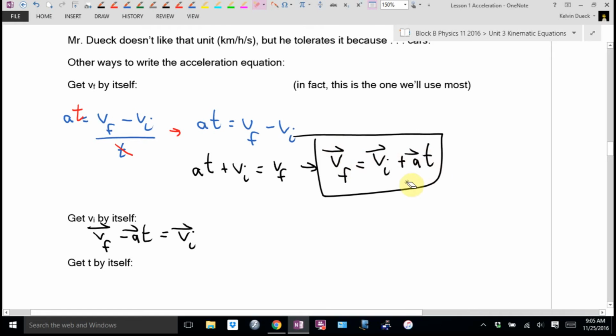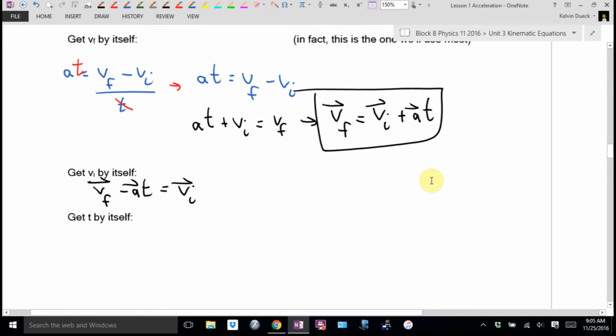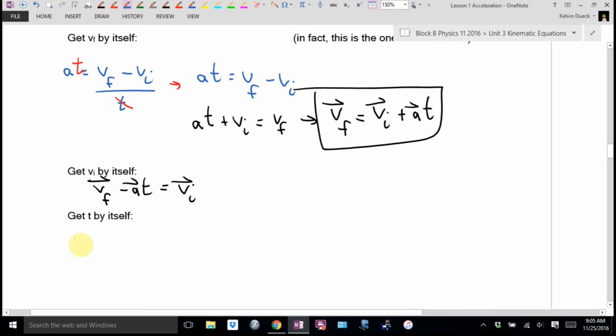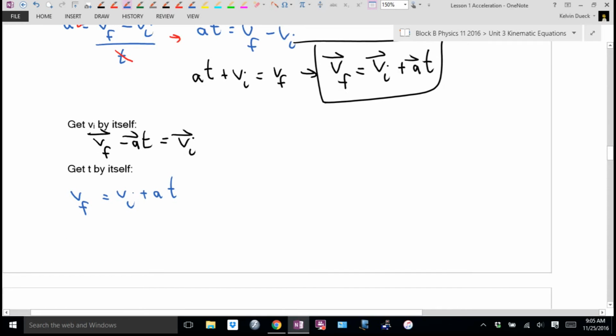What if I wanted to get the time by itself? See the T, see the T, see the T? You know what? Let's start out writing this one here. Let's rewrite VF equals VI plus AT. I want to get the T by itself, Connor, my friend.